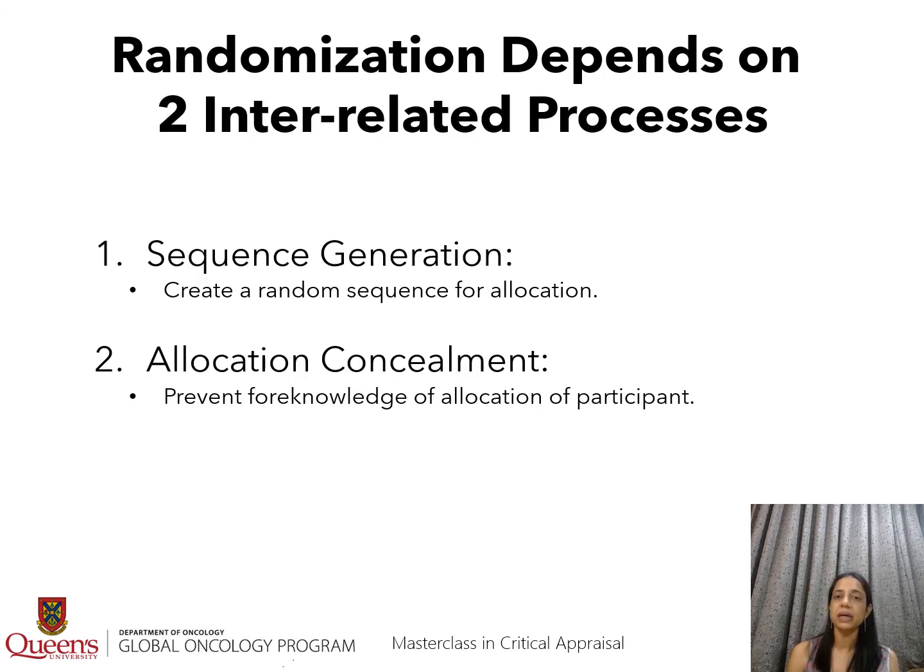So remember, randomization actually depends on two interrelated processes. The first step is to actually generate the random sequence, and the second is to find a technique to conceal foreknowledge of allocation of the participant.